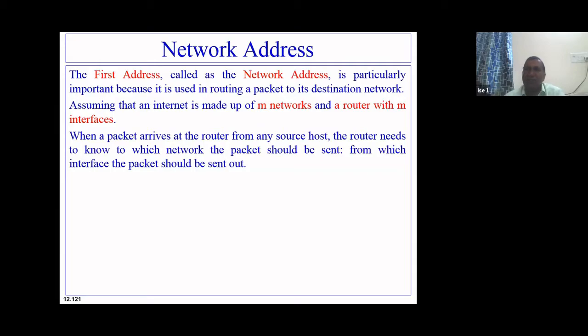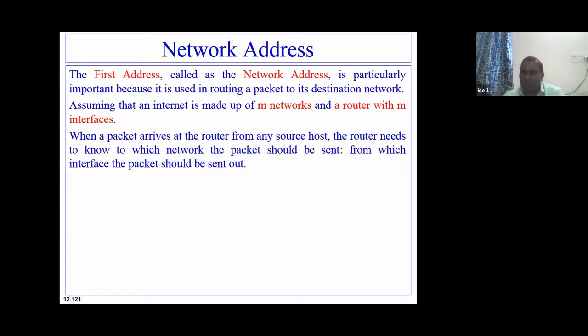M networks can be 100 networks, 200, 2000, 2 lakhs, 2 lakh 50,000, anything. I'm saying M networks, and there is a router with M interfaces only. For simplicity, assume that there are only 3 networks in the internet, and the router has 3 interfaces.